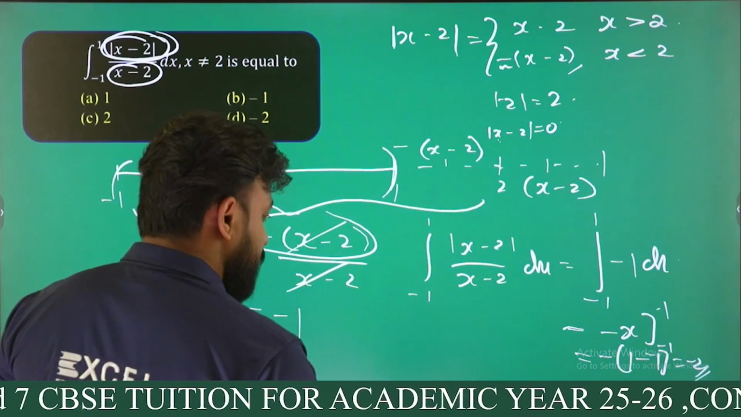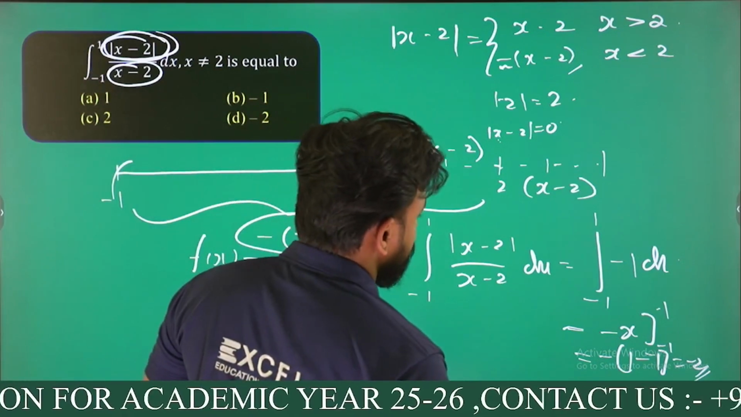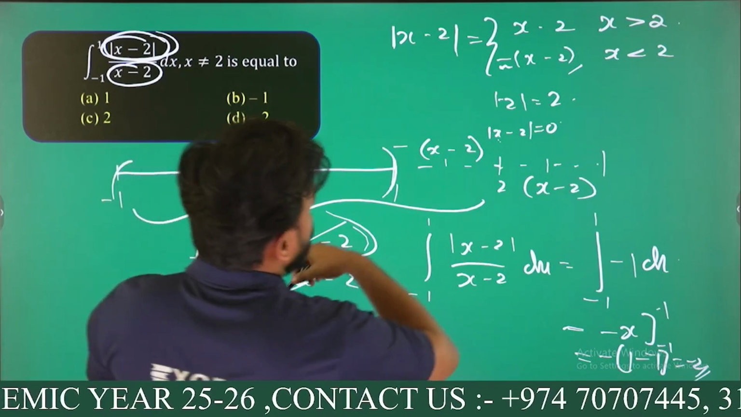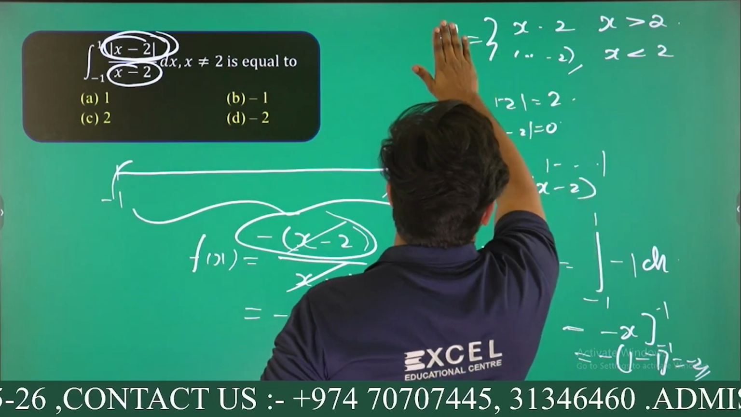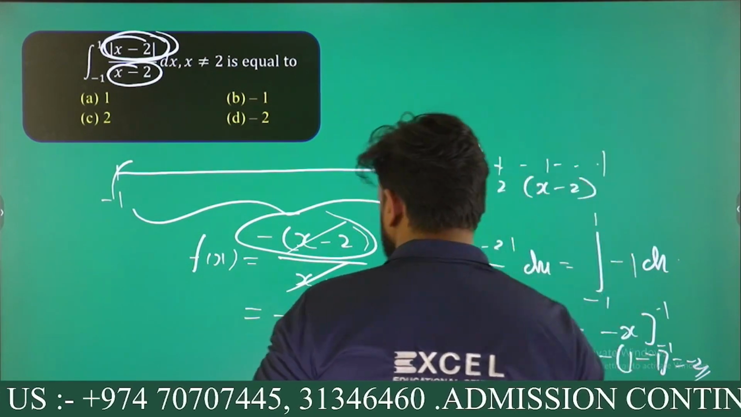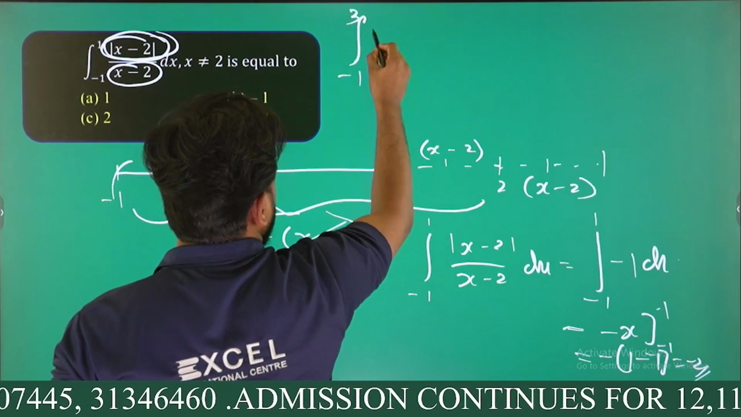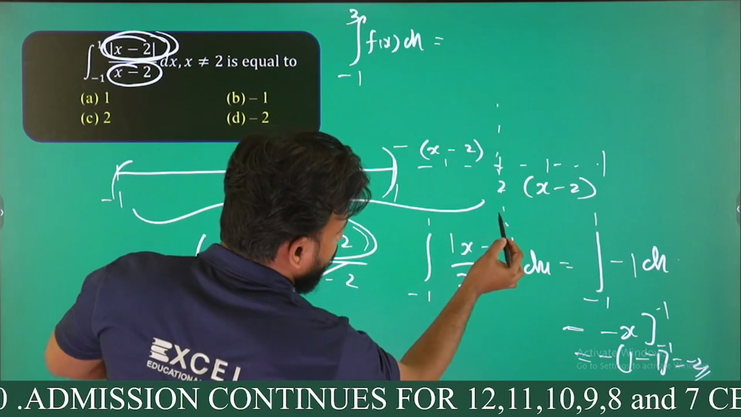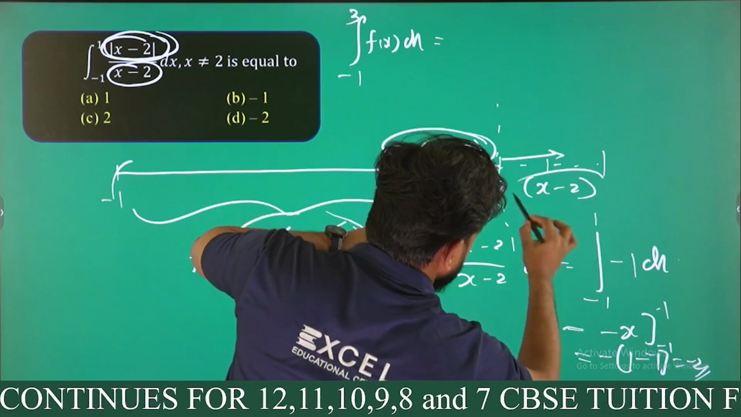But the problem is, listen, when the limit is not minus 1 to 1. Suppose this question is integral from minus 1 to 3 of f of x dx. At that time, at the point 2, your function is minus of x minus 2 before 2, and after 2, your function is x minus 2.